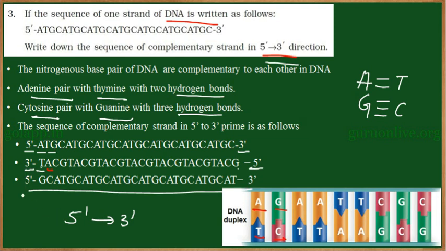So this question is very simple. So first write the complementary base pairs for the existing strand 5 to 3 prime and your existing strand would be in a direction 3 prime to 5 prime. And then write the 5 prime to 3 prime in a reverse order. That is from this end to this end. Then you will get the correct answer.